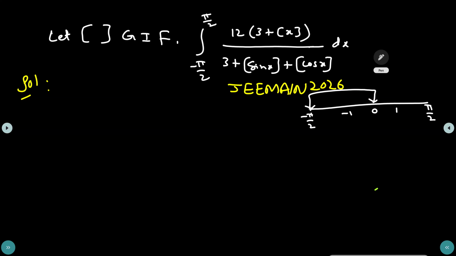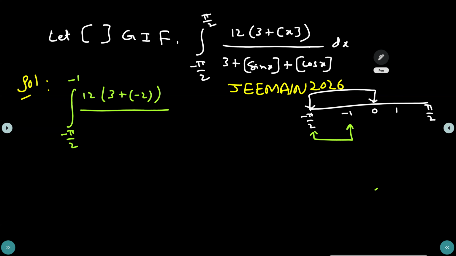Okay, so between minus pi by 2 to pi by 2, what are the integers? Minus 1, 0 and 1. So accordingly, first you have to split the given function. Now the first part you can write as integral from minus pi by 2 to minus 1. Observe here, what is the step value of minus pi by 2 to minus 1, which is minus 1 point something. So step of minus 1 point something always gives minus 2. Here no confusion.